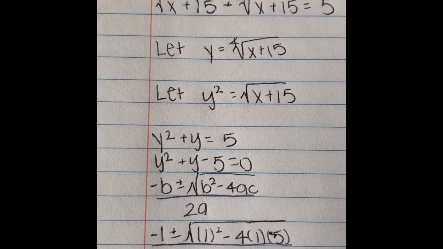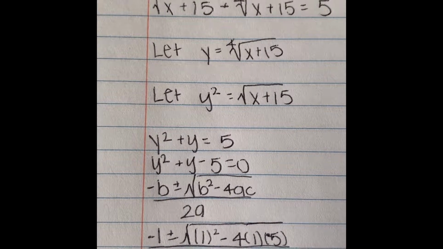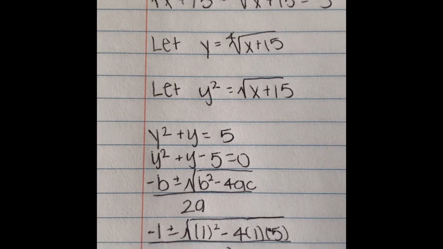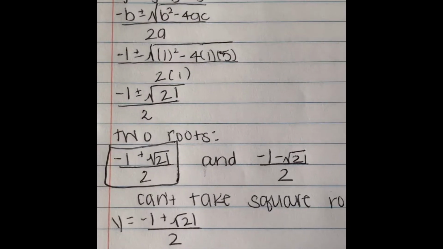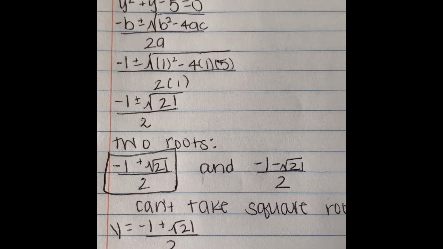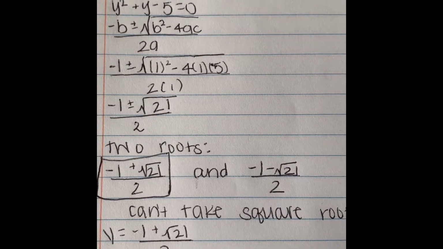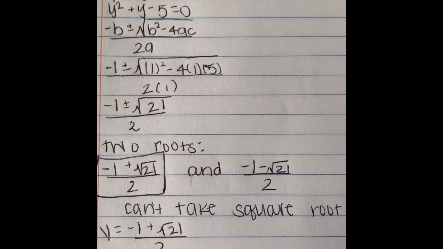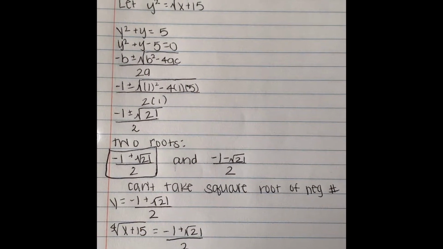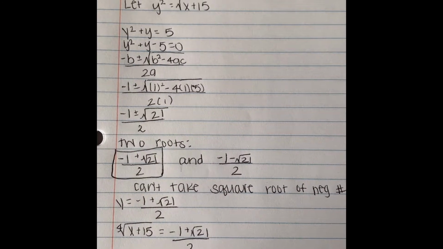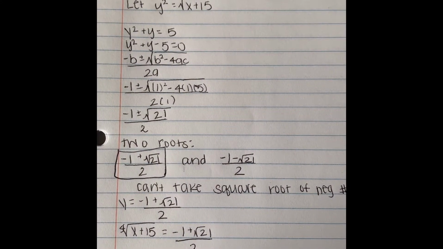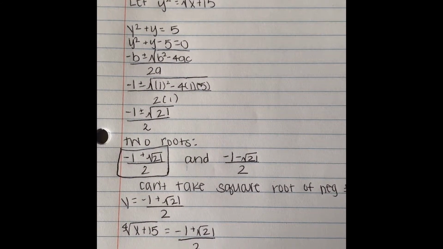So plugging in our a, b, and c values of 1, 1, and negative 5 respectively, we get our two roots to be negative 1 plus the square root of 21 over 2 and negative 1 minus the square root of 21 over 2. And since we can't take the square root of a negative number, we're going to go with our root of negative 1 plus the square root of 21 over 2.